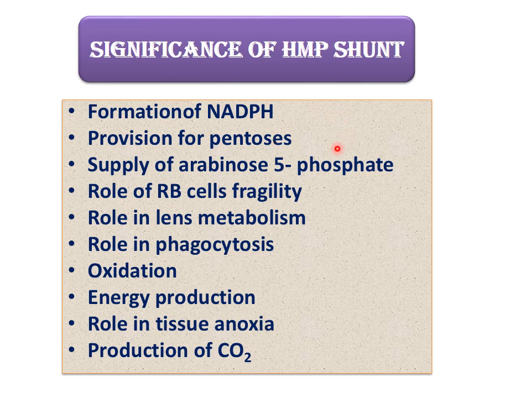Now what is the significance? This pathway is very important because it creates NADPH. It is a provision for pentose sugar. It supplies arabinose 5-phosphate sugar. It also plays an important role in red blood cell fragility, in lens metabolism, in phagocytosis, also in oxidation, energy production, in tissue anoxia and production of CO2. So one by one we will go through all the significance.